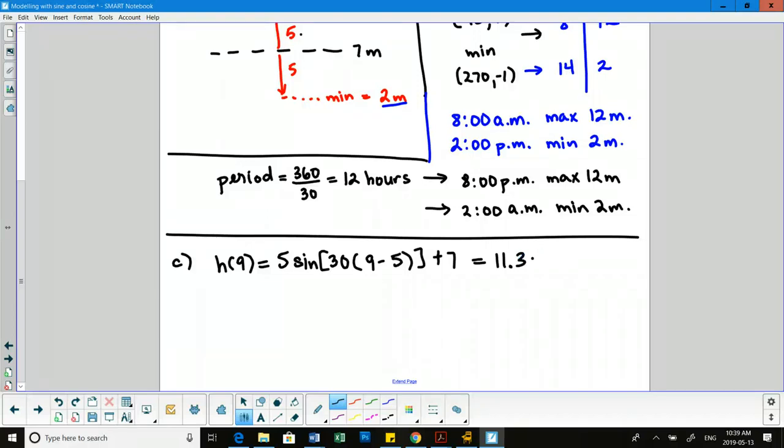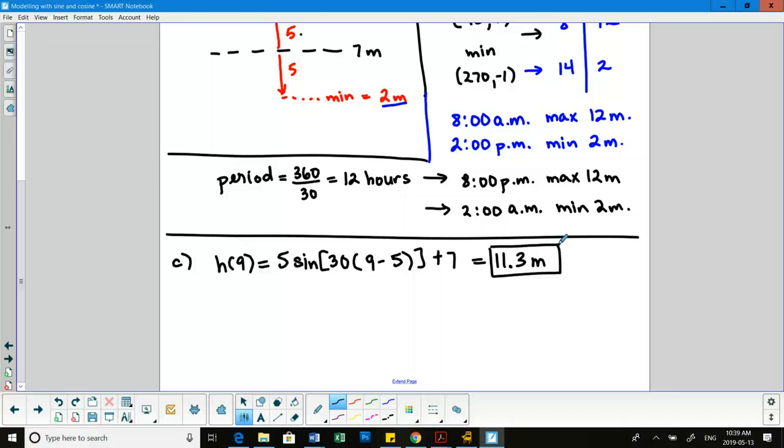You can make the signs for the beach. That will be your career with the tides. I don't know if you'd be out on the beach, but... All right, 11.3 meters. That makes sense.